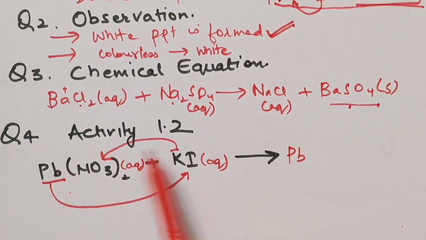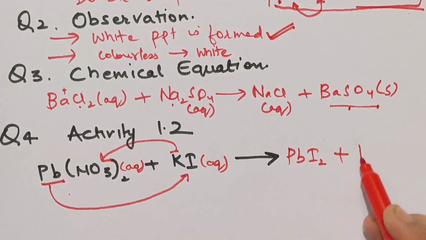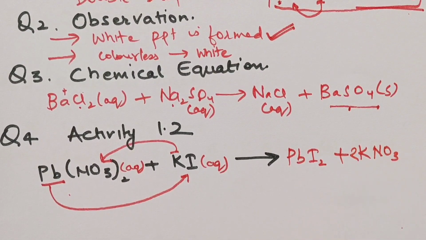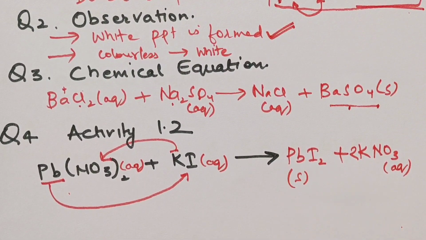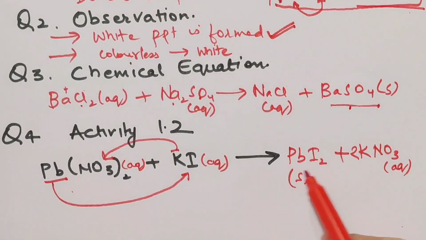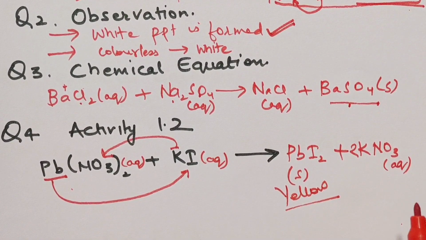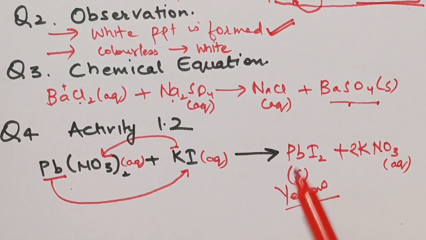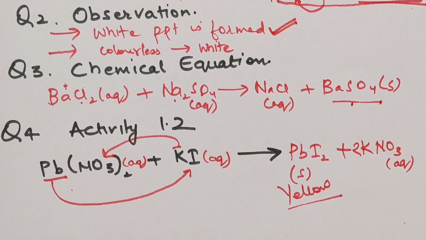Now lead has a 2+ charge, so obviously I2, because iodide has a -1 charge. Then you have potassium nitrate. Okay, now here one would be aqueous and the other one would be a solid, that means precipitate. Now it's the lead iodide which is the precipitate, and it's a yellow colored precipitate, a very bright yellow colored precipitate. So if this equation is asked, the observation is formation of precipitate and change of color from colorless to yellow. Okay, moving on to the next activity.